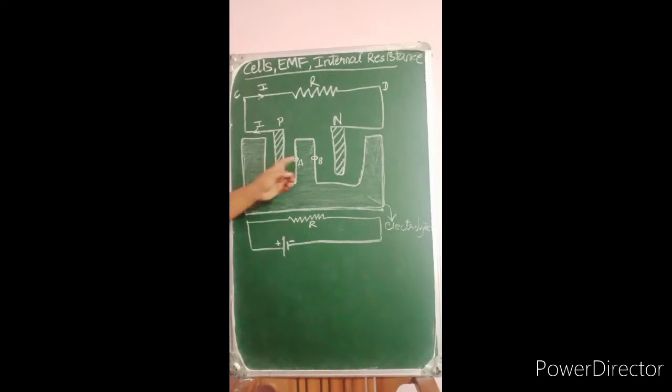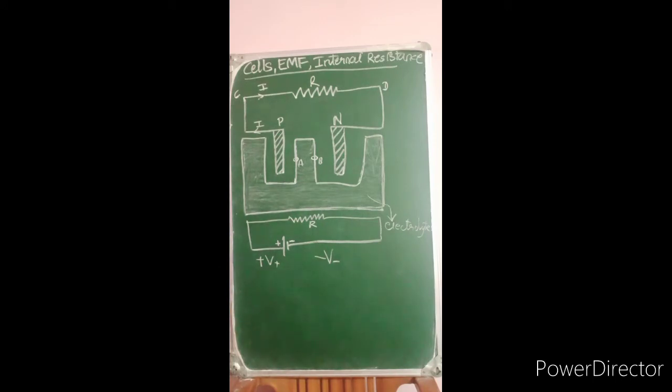It consists of two electrodes here. One is the positive, another one is the negative. These are dipped in the electrolytic solution. These electrodes, that is the P electrode and the N electrode, exchange charges with the electrolytic solution. The positive electrode has the potential difference of V plus, and the negative electrode has the potential difference V minus.